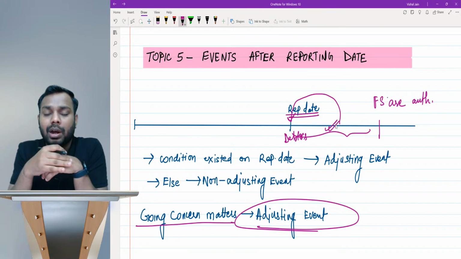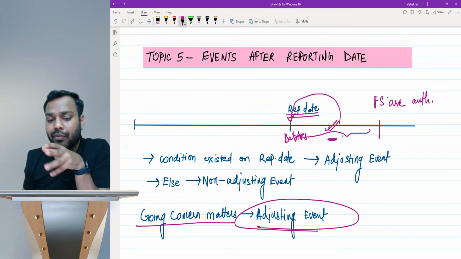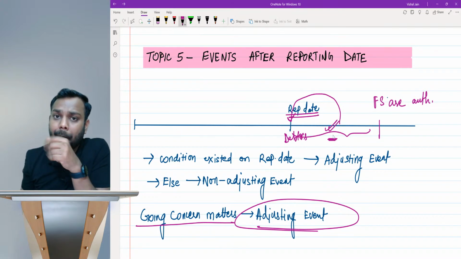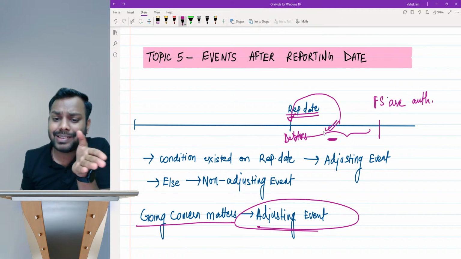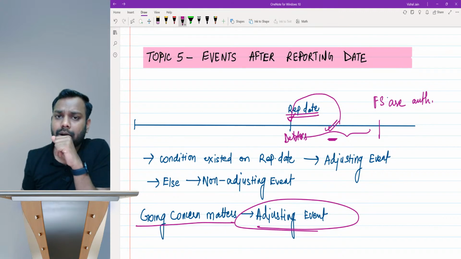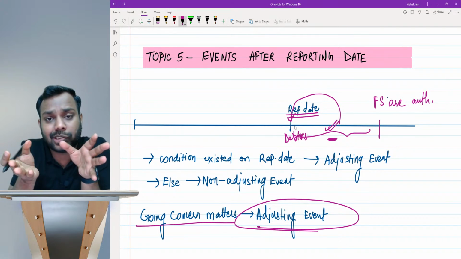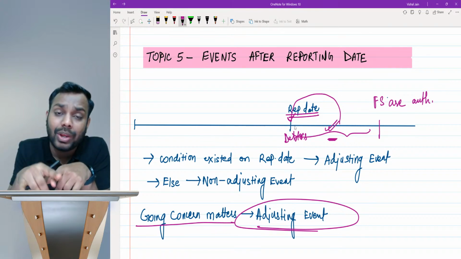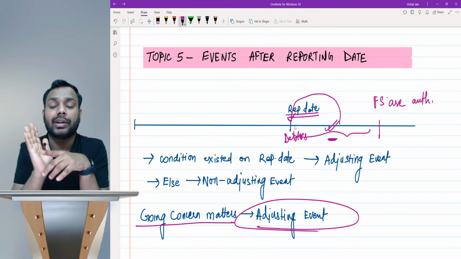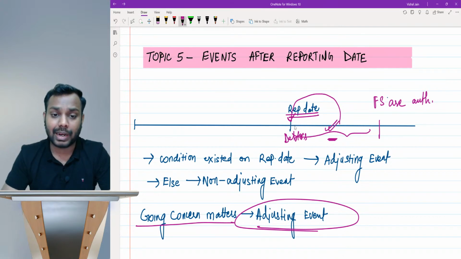Let's suppose one of my trucks met an accident after my reporting date. That is not an adjusting event, because the condition didn't exist on the reporting date, right? My factory caught fire. That is not an adjusting event. But if my factory caught fire and it impacted my going concern, that is an adjusting event. Okay. So that's all about events occurring after the reporting date.